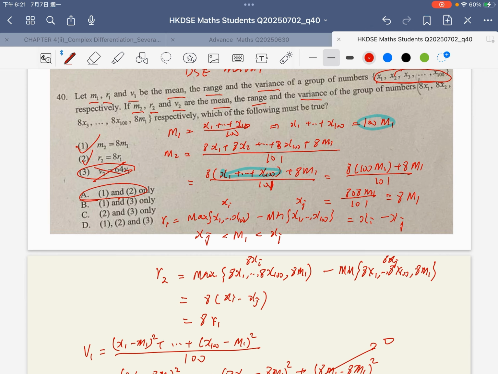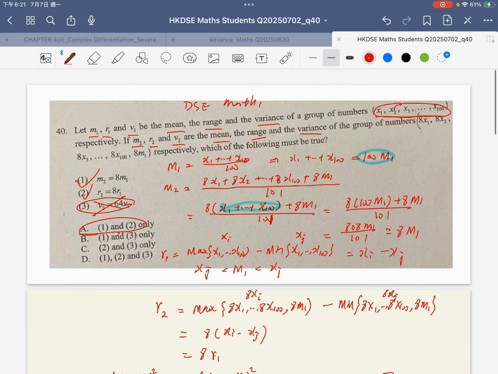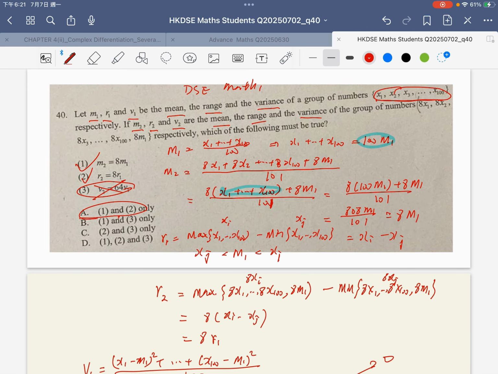Okay, I think it is a standard question, and I cannot remember the year of a similar question in DSE Maths MC, maybe 2020. Something like that. You can search the exact date.